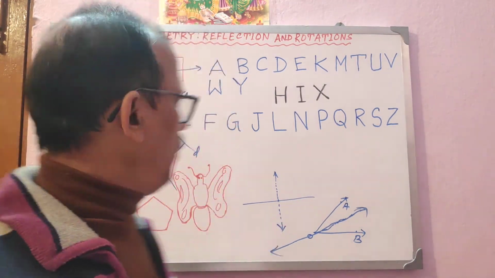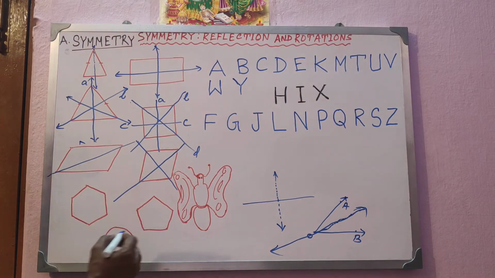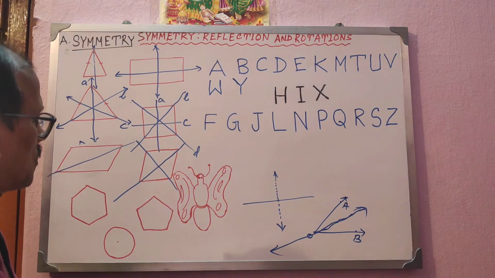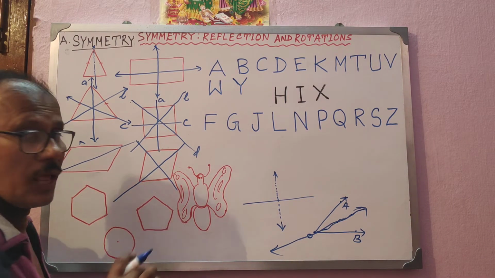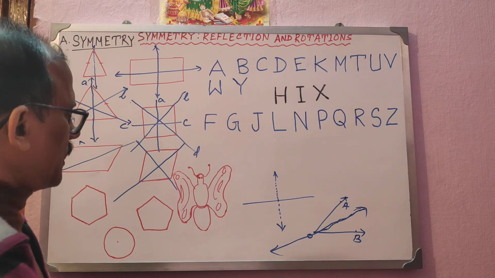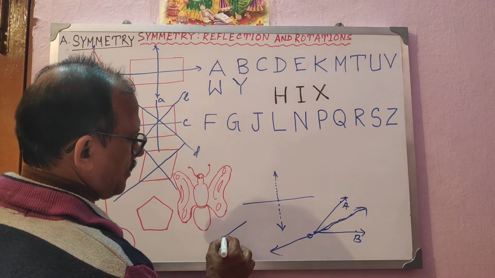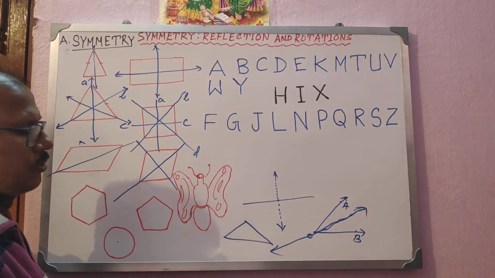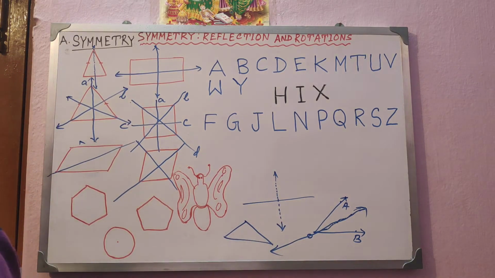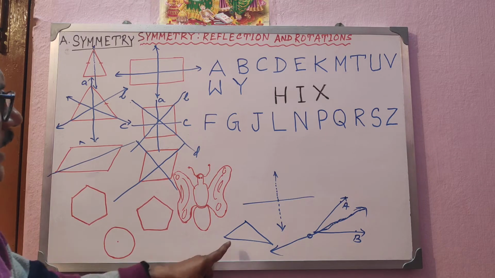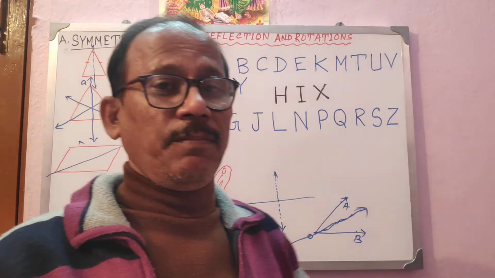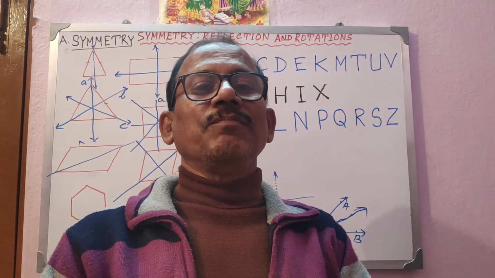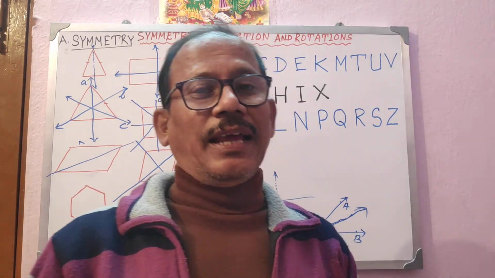Mind it. Now, take the case of this C. This is a pentagon. It is a regular pentagon. That means all the interior angles are equal. Then only. Take the case of a scalene triangle, all the 3 sides are not equal. Can you draw a line of symmetry? You can't draw a line of symmetry. So a scalene triangle will not have any line of symmetry, whereas an isosceles triangle will have only 1 line of symmetry, and an equilateral triangle will have 3 lines of symmetry.